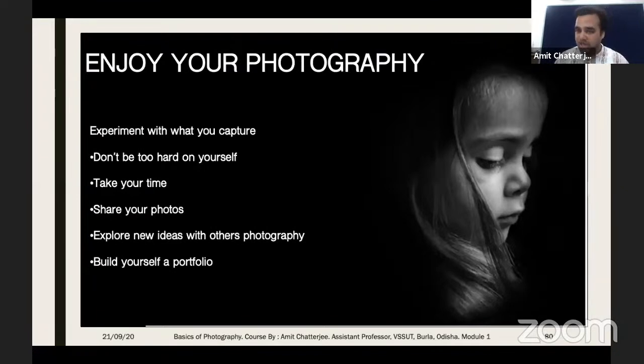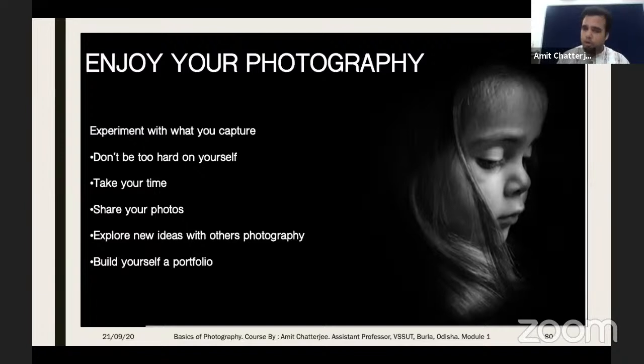Don't be afraid to share your photographs. You can have Instagram these days, it's very easy. You can use Instagram, Facebook, social media. Email it to your friends, tell them, and also take criticism. Tell them what you like about the photograph, what you don't like about the photograph. That's the best way a photographer can grow, by sharing the photograph.